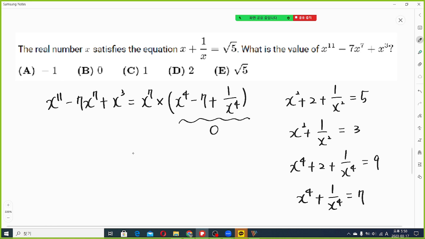So what's the total value? Can you find the answer? If this parenthesis is 0, x cubed, x to the power 7, if you multiply, it just becomes 0.